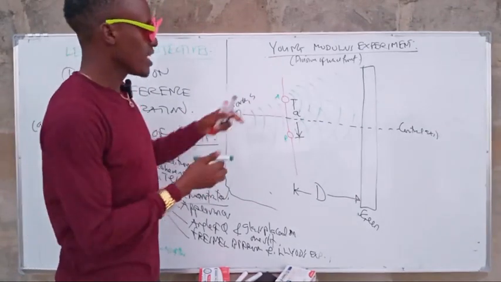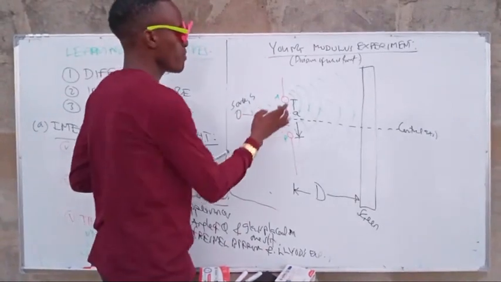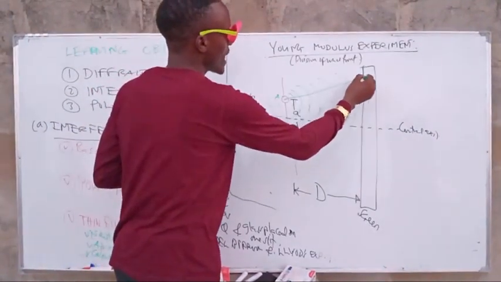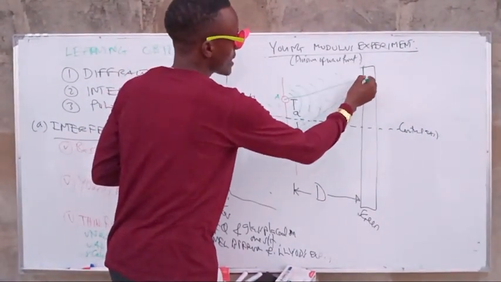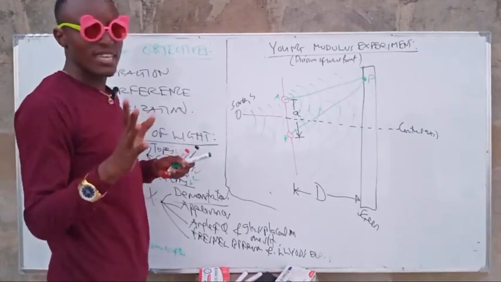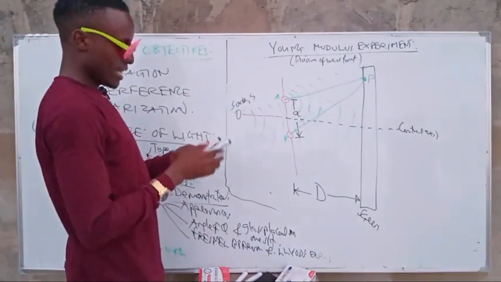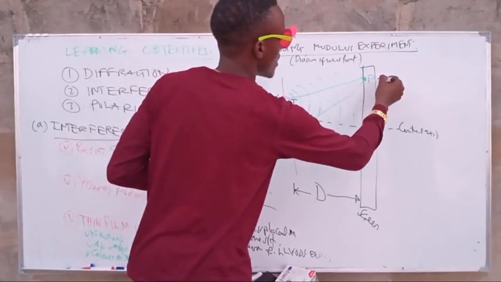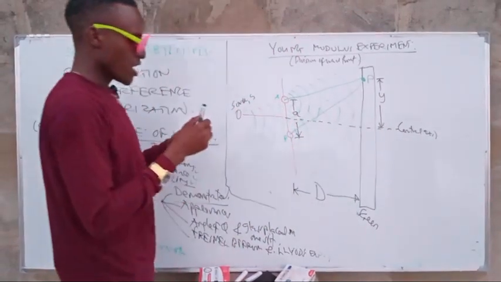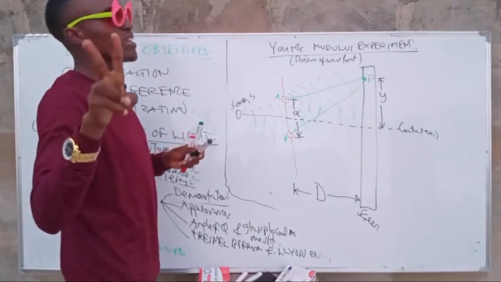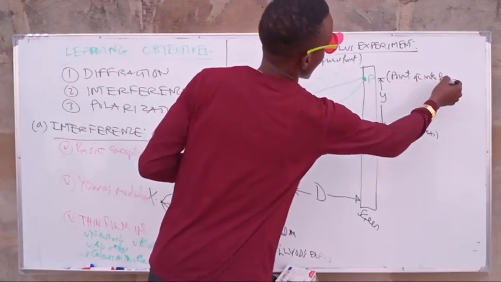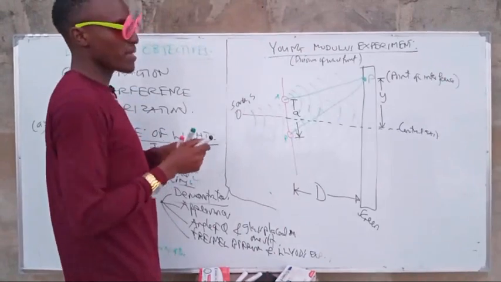Let's speak about the fringes. The point where these two rays coming from this slit and this slit can interfere. Let's say this point is the point of interference, point P. So speaking about that, let me now draw it well. This is the distance y from the central axis, the point where the two waves will interfere. So what happens here?